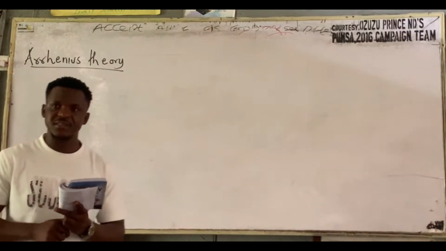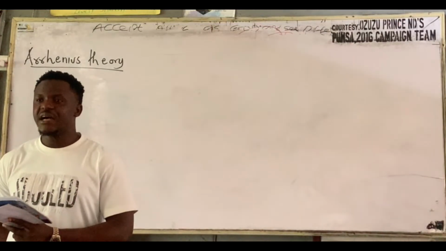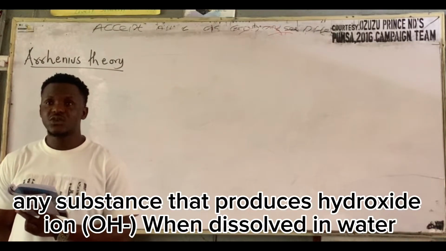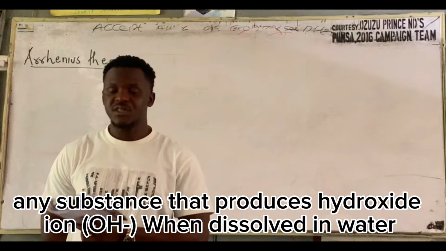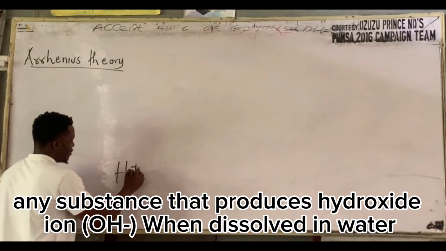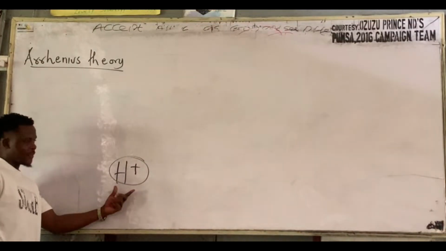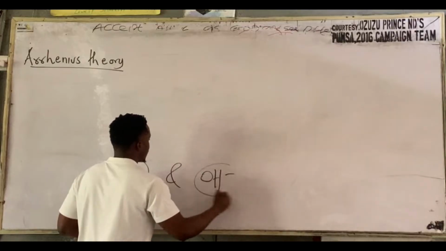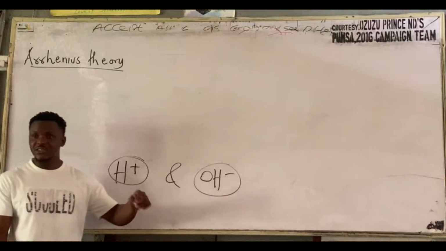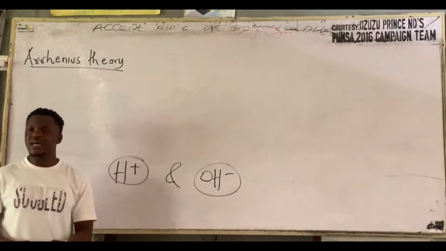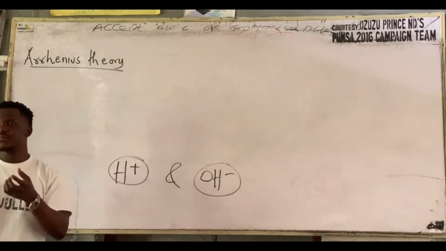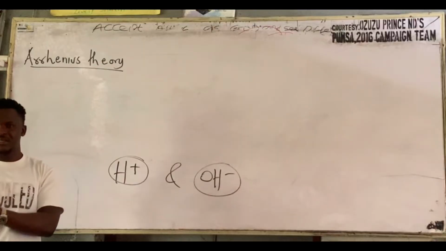Whereas he defined a base as a substance that produces hydroxide ion when dissolved in water. Please, this is hydrogen ion concentration, and this is hydroxide ion. So anytime I say hydrogen ion, this is what I'm referring to. Anytime I say hydroxide ion, this is what I'm referring to. In exams, what are the possible ways questions can be asked? They could ask us to define, or they will make a statement and ask which theory of acid and base this is.